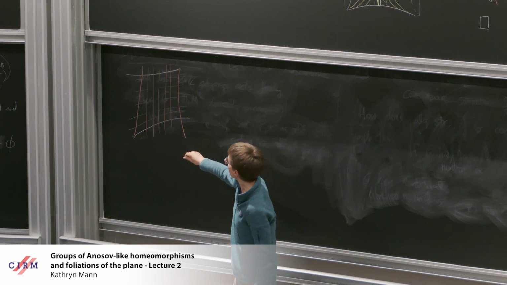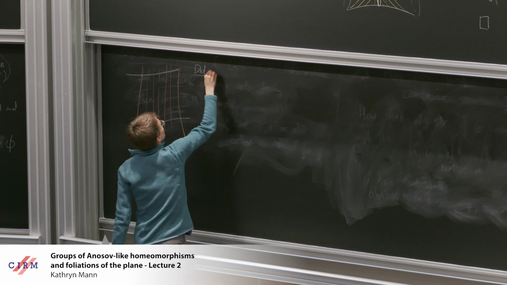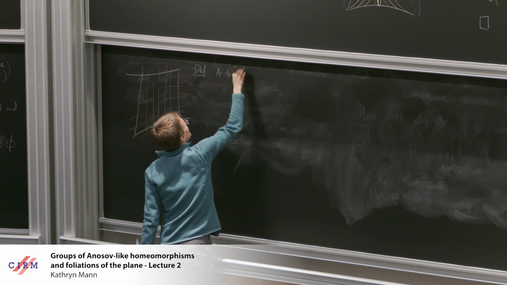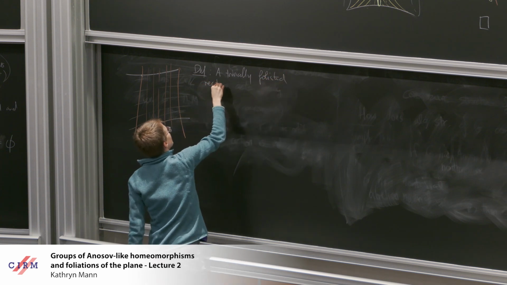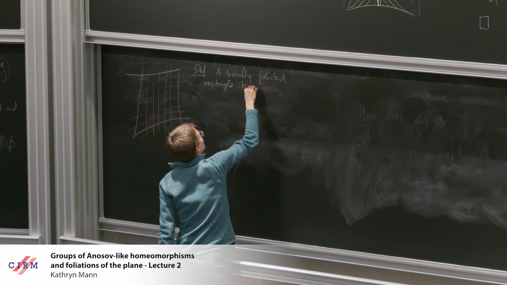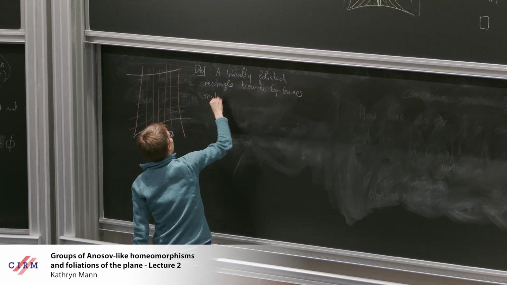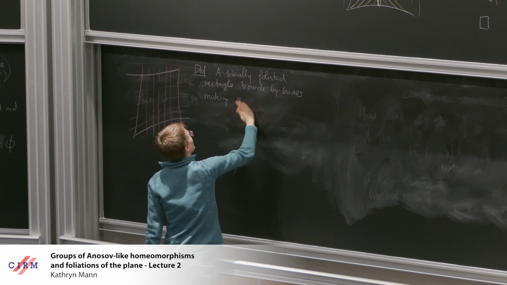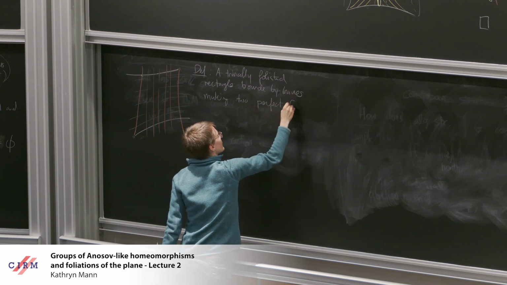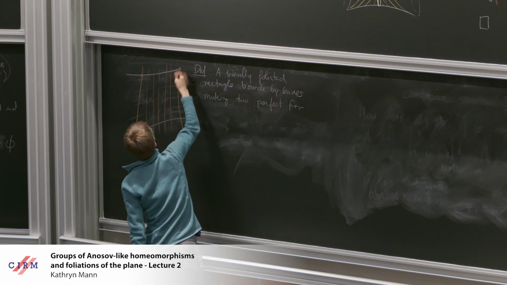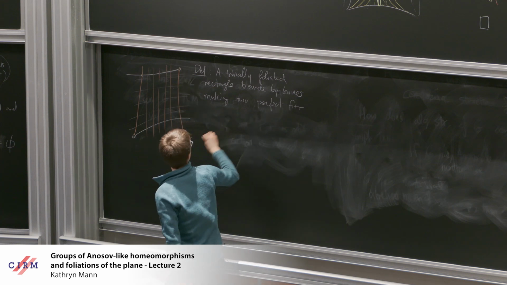And this object is so useful it has a name. So, definition: a trivially foliated rectangle bounded by leaves making two perfect fits, exactly two. So one perfect fit here, one perfect fit there. Maybe I should specify these are at opposite corners of my rectangle.